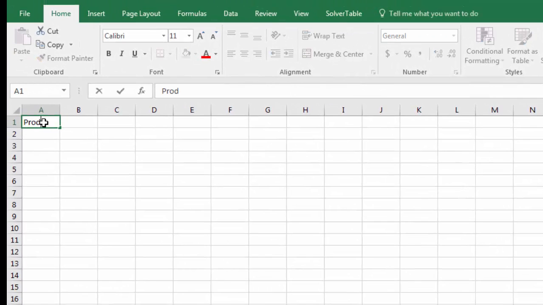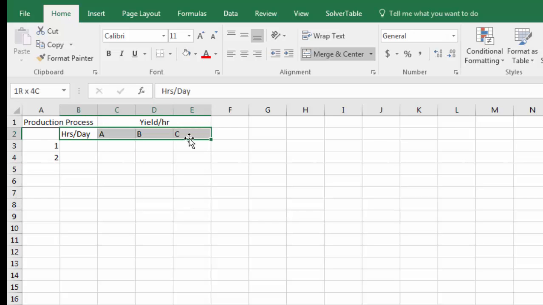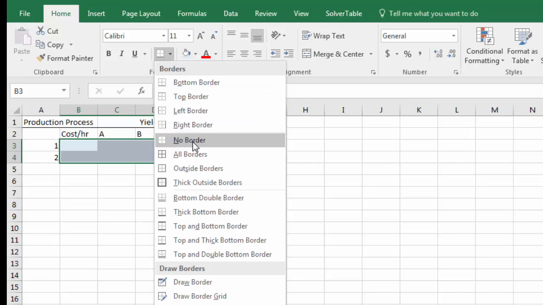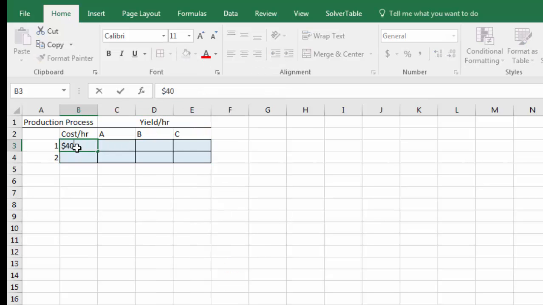So let's do production process, hours per day for each machine, 1 and 2, or each process, and then my output of A, B, and C. And then I'm going to populate those variables. This shouldn't be hours per day, it should be cost per hour. So all of my givens about my machines, cost, and their output. Highlight it blue, box it off. This one costs 400 and produces 300, 100, and 100. This one costs 100 and produces 100, 100, and 0. We'll just leave it blank.